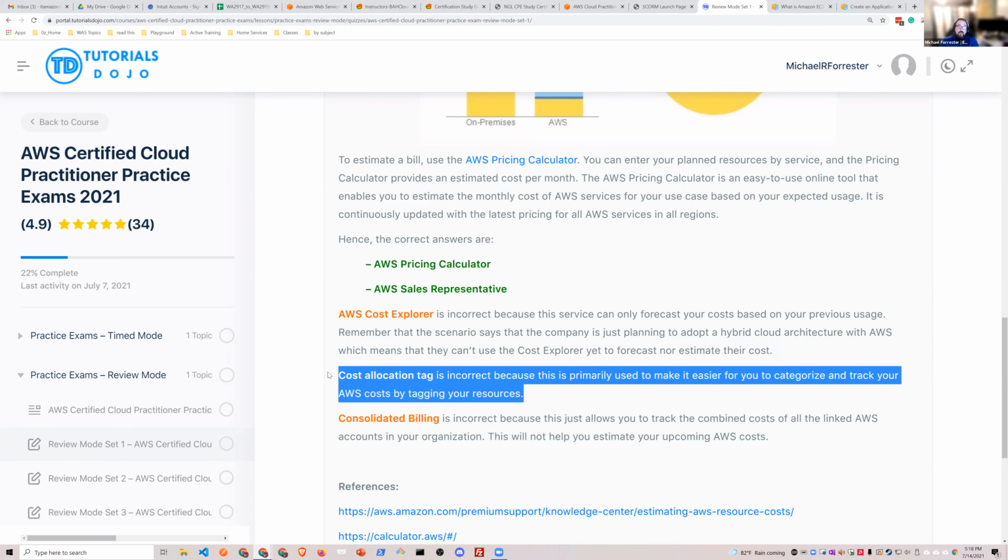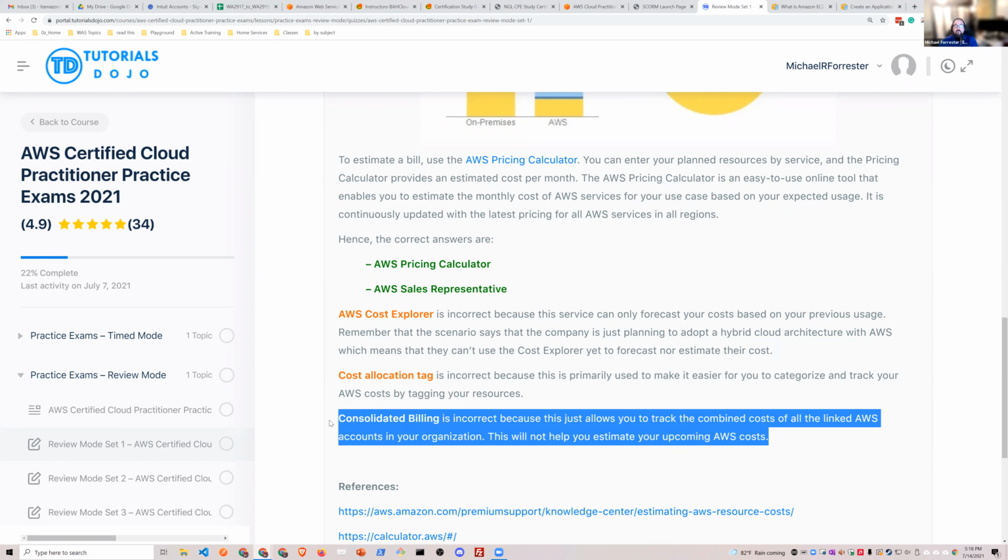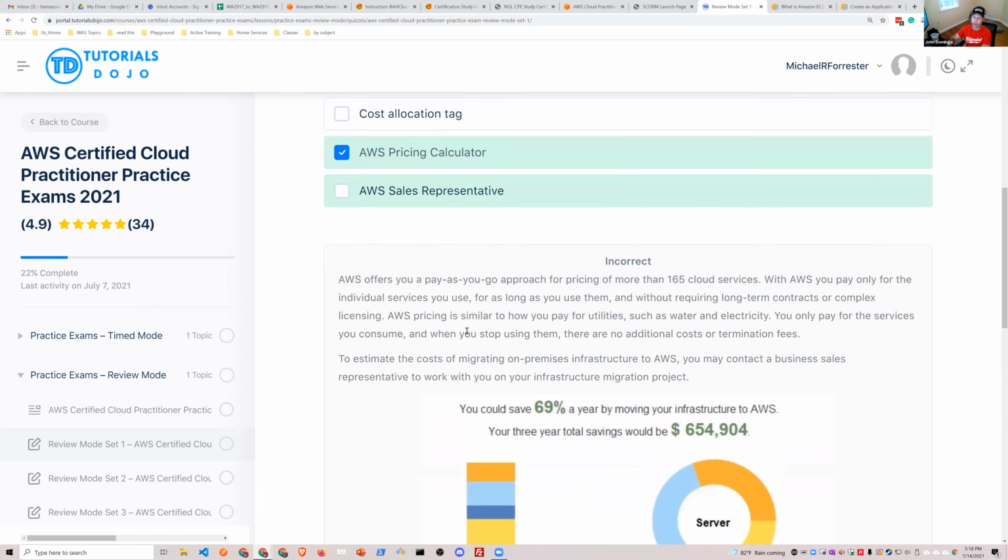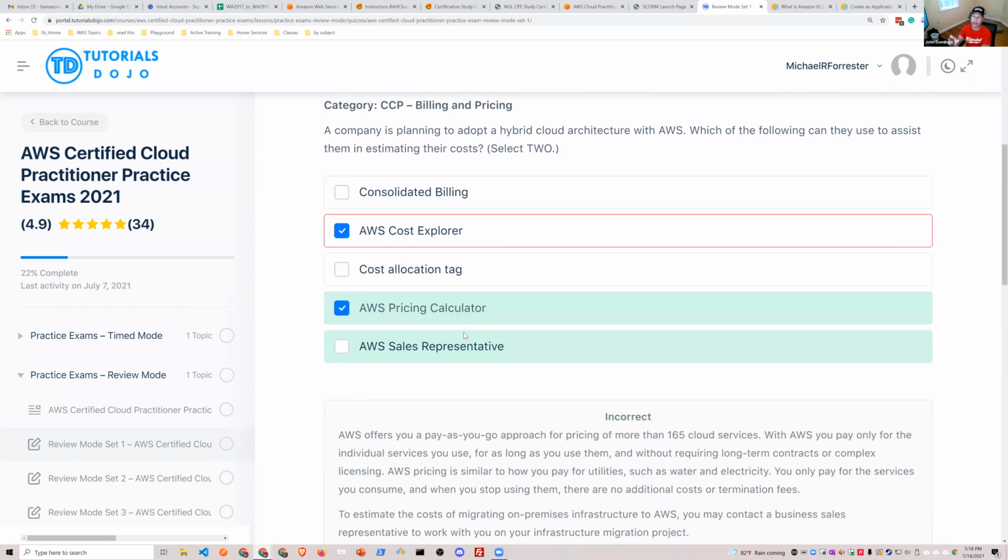Tagging wouldn't work, but I already knew that because that just allows you to add dimensions to a report. And consolidated billing doesn't work because that just consolidates billing. That's not going to help me with estimation. So yeah, I was on the fence about the Cost Explorer, right? Because it's saying planning, right?